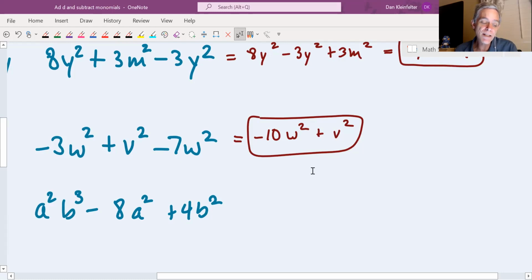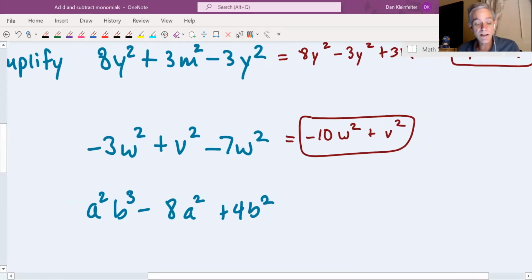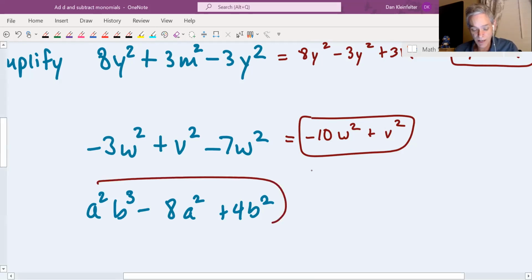So this one we have a squared b cubed minus 8a cubed plus 4b squared. On this one, there's nothing that can be done. The a squared b cubed, a cubed, and b squared are all unlike terms, so that is already finished. We can't combine that any further.